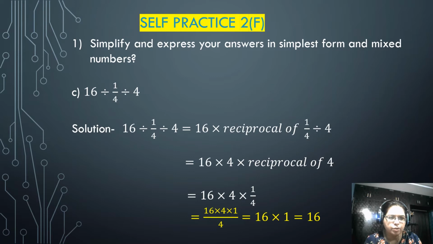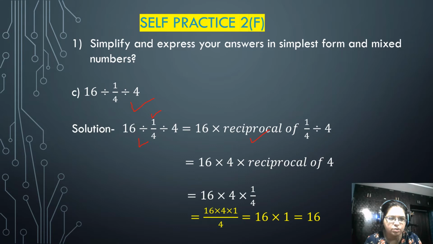Now we solve question number third bit C. 16 division of 1 divided by 4, division of 4. First we change the division symbol into multiplication symbol. So multiply with the reciprocal of that fraction. So we get 16 division of 1 divided by 4, division of 4 equal to 16 multiplication of reciprocal of 1 divided by 4, reciprocal of this fraction.